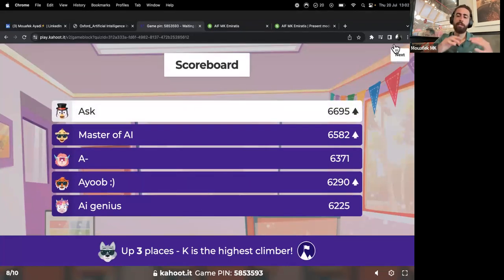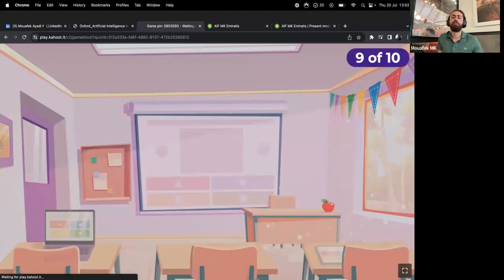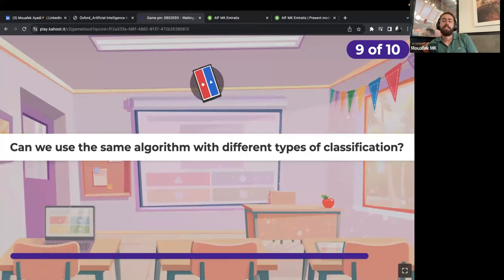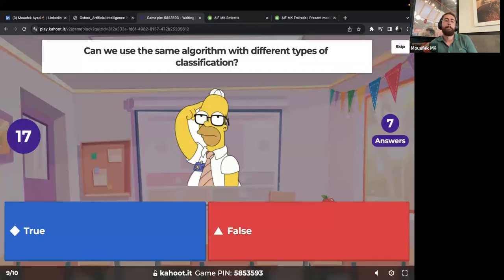Ask. Good for you, Penguin. Yeah, we spent a lot of time on the introduction, so I think it's a fair assumption that we are not over time. We still have one last question to go.